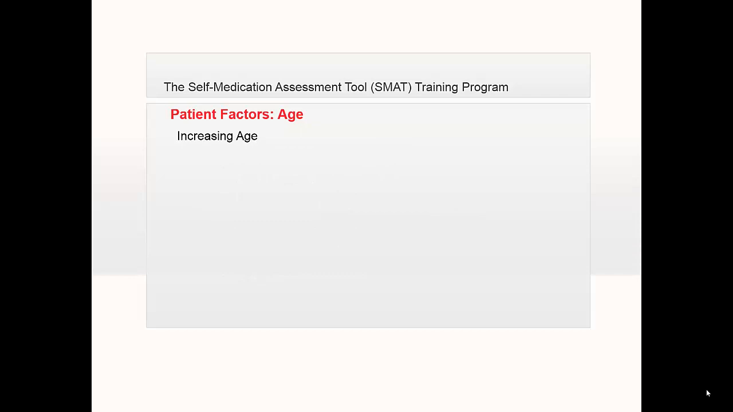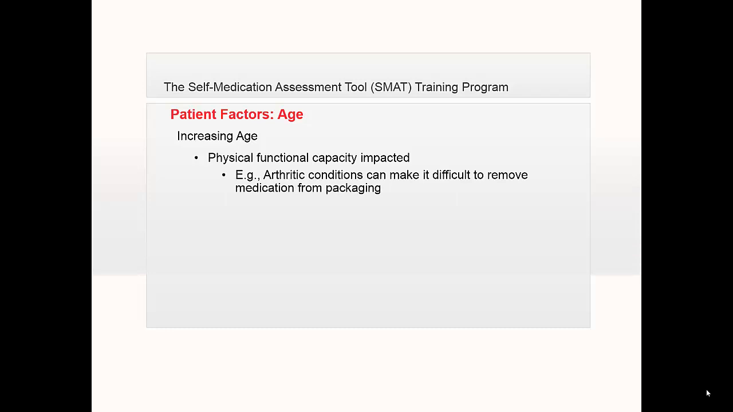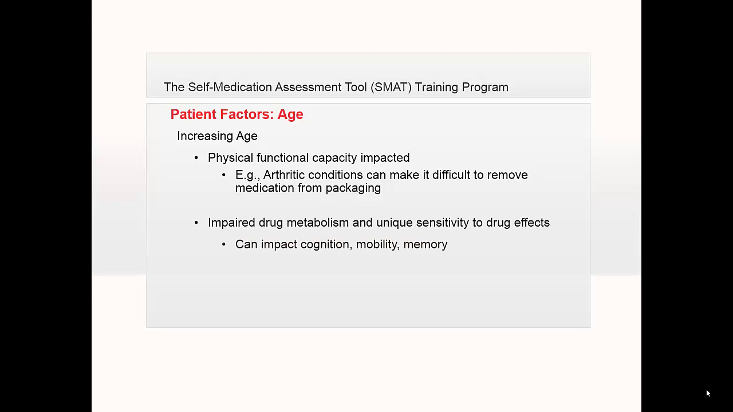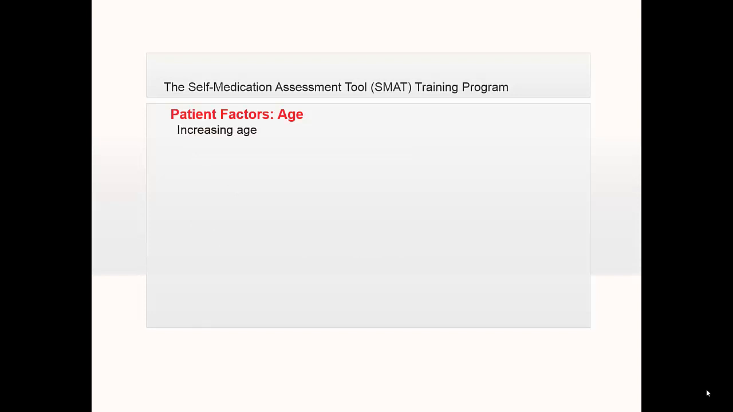Increasing age can affect medication adherence for several reasons. First, physical functional capacity is often impacted. For example, arthritic conditions can make it difficult to remove medication from packaging. Second, with increasing age, there can be impaired drug metabolism and unique sensitivity to the effects of the drugs. And third, increasing age can impact cognition, mobility, and memory. And finally, fourth, there are often sensory and acuity changes with increasing age.